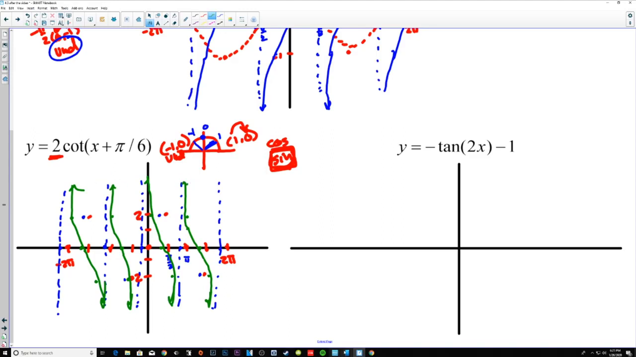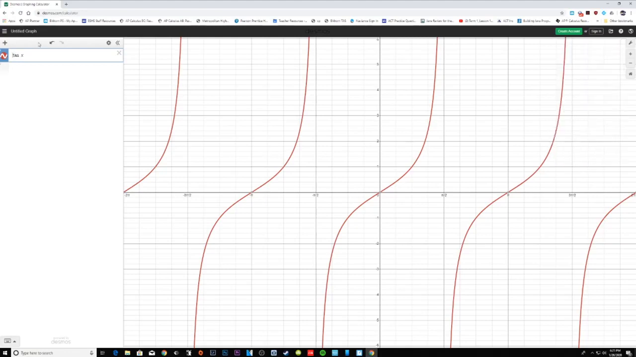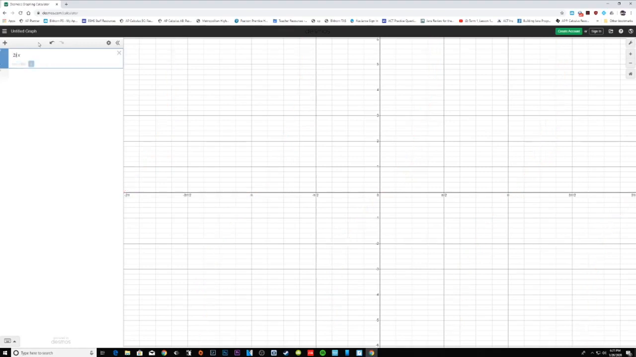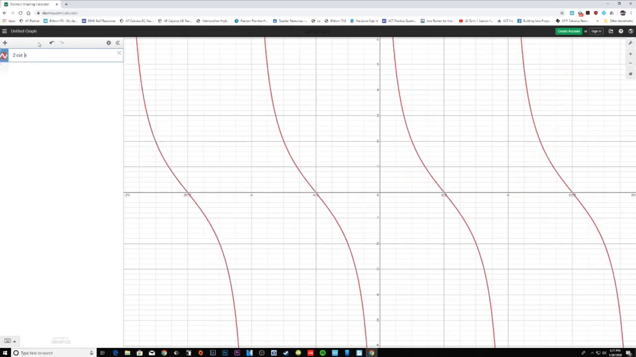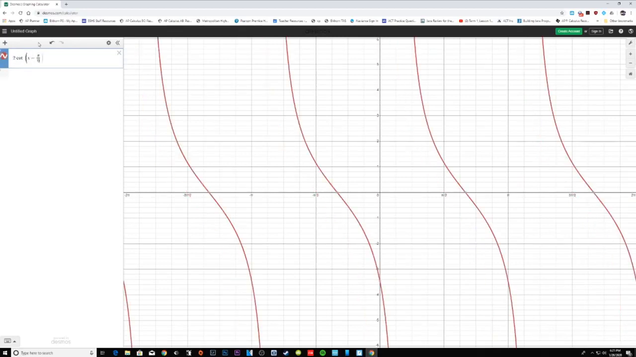Let's do 2 cotangent, and we'll do minus pi over 6. And that's what ours looks like roughly.